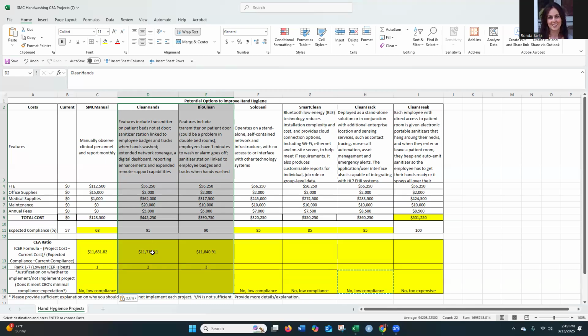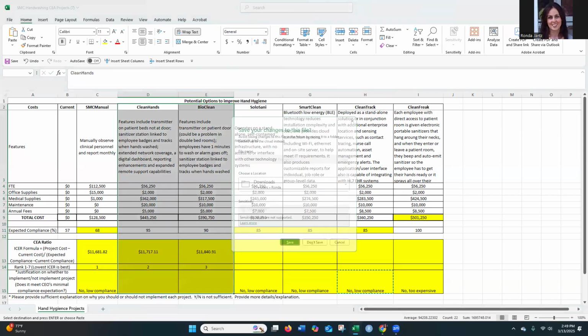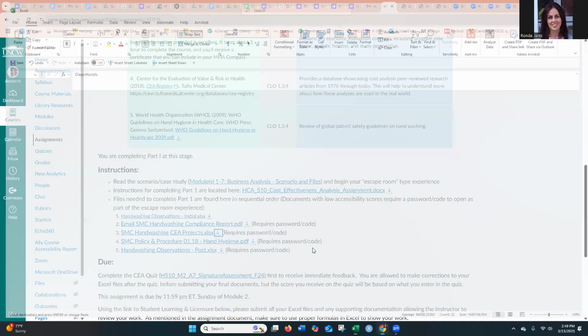We're going to round to the nearest dollar, and we're going to make sure we use capitals for the project where they are indicated in the spreadsheet. So if we were to choose Clean Hands, both C and H would be capitalized in the project when we do that spreadsheet. So we have finished our second file.